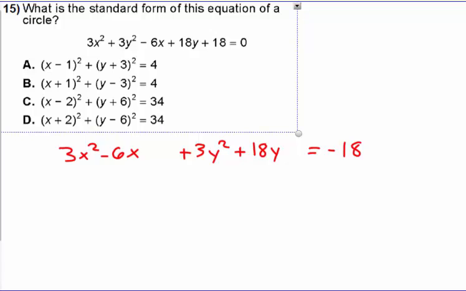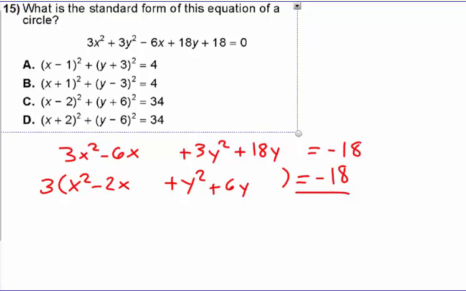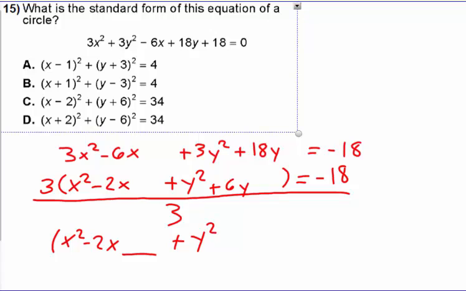Remember, we want to complete the square for both of these, so we need that a value to be 1. So I'm going to factor out a 3 out of everything on the left-hand side, and then we will divide both sides by 3. So now we need to think about what is half of −2? Negative 1 squared is positive 1, so we need to add a positive 1 to both sides.